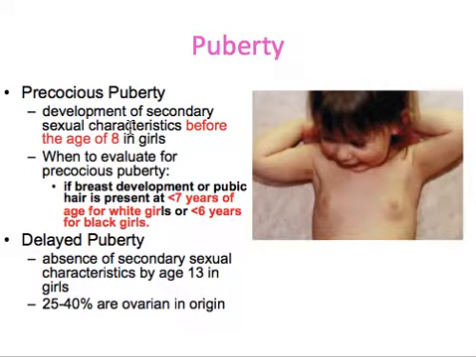On the other end of the spectrum, you also have delayed puberty or the absence of secondary sexual characteristics by the age of 13 in girls. So the causes of this will be mostly from ovarian pathologies.